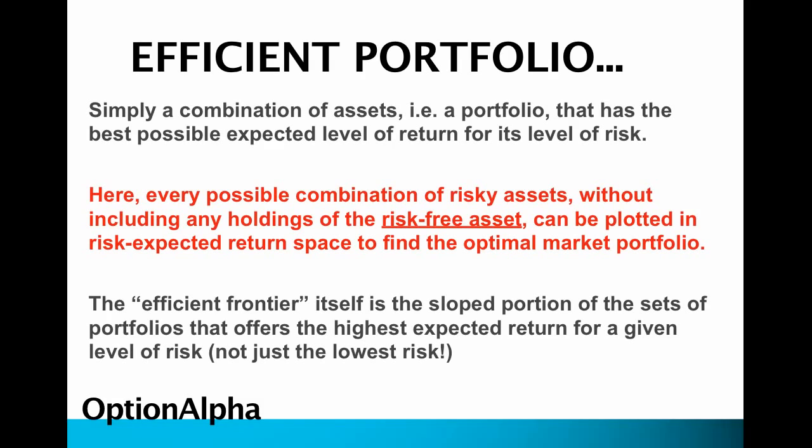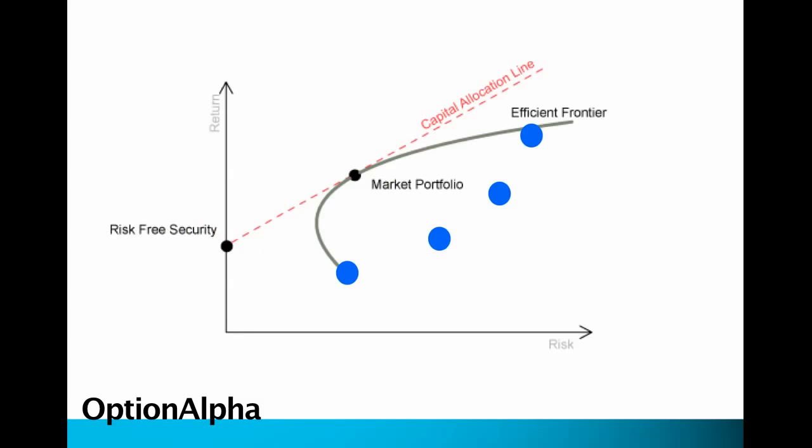This efficient frontier in and of itself is the slope portion that gives the highest expected return for a given level of risk, not just the lowest risk. And that's really important here. We're not talking about the highest return for the lowest risk. We're talking about the optimal point at which each level of risk is equated to a higher level of expected return. So visually on this chart, this is what this efficient frontier looks like. It looks like this right here, this green line that I've drawn.